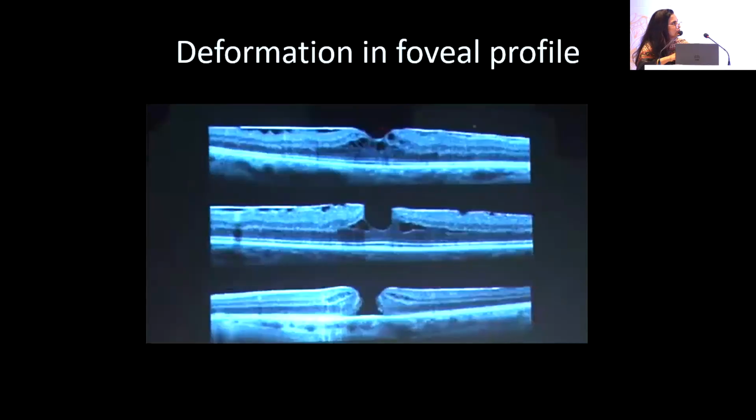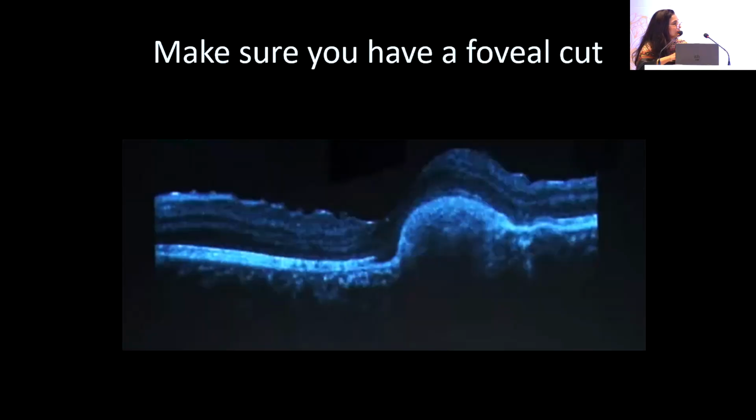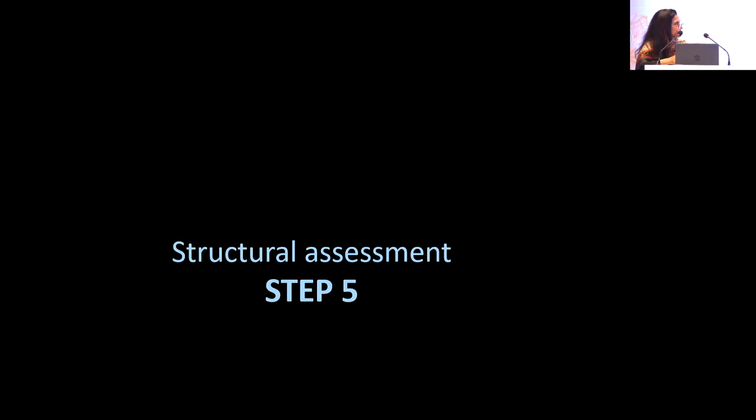After that, see the foveal profile, whether the fovea is distorted or not, whether there's a macular hole, any membrane on top of the fovea, and make sure you have a foveal cut. So many times patients who have macular pathologies are not able to fixate on the light of the OCT. So it's a good idea to turn off the room lights, ask them to occlude their good eye, and make sure that you have a cut right through the fovea itself.